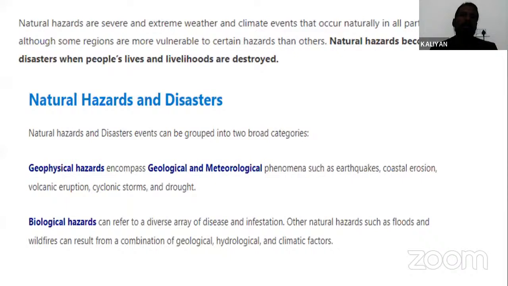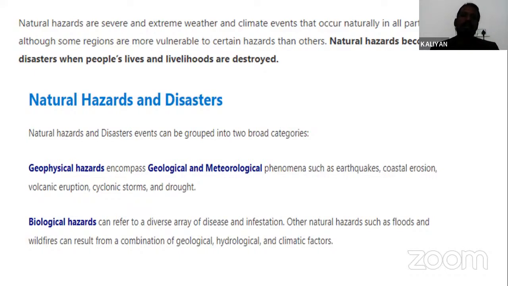And natural hazards. So what are the hazards or disasters that happen with an environmental impact? Natural hazards are severe and extreme weather and climate events that occur naturally. Natural means that the hazard or disaster happens naturally.